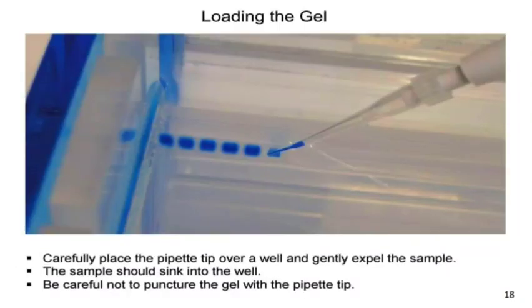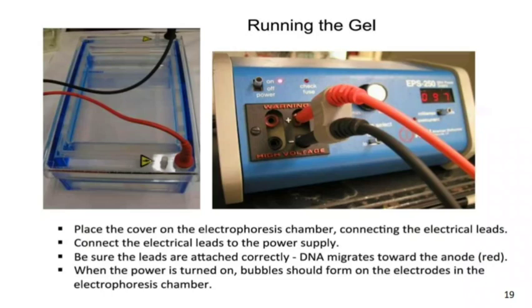The third step is loading the gel. Carefully place the pipette tip over a well and gently expel the sample. The sample should sink into the well. Be careful not to puncture the gel with the pipette tip. Then we connect the electric field and the charged molecules move towards the opposite charge.